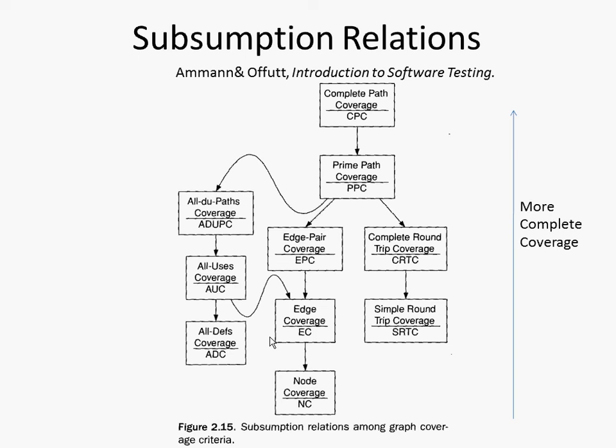So edge coverage will subsume node coverage. So if you achieve edge coverage here, you will actually be guaranteed to have secured node coverage, within the rules for what counts as a proper problem. If you have edge coverage, you automatically have node coverage. If you have edge pair coverage, you have edge coverage. If you have prime path coverage, you cover all edges. However, this is not a strict linear hierarchy.